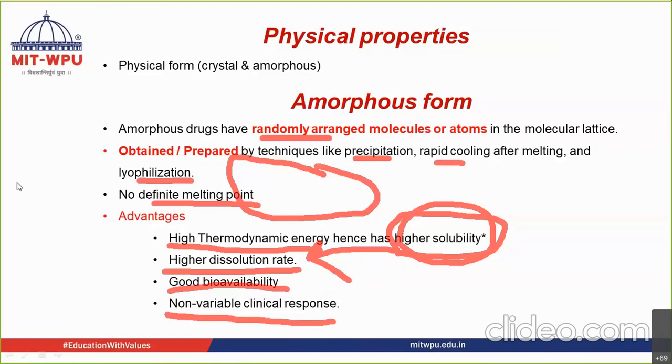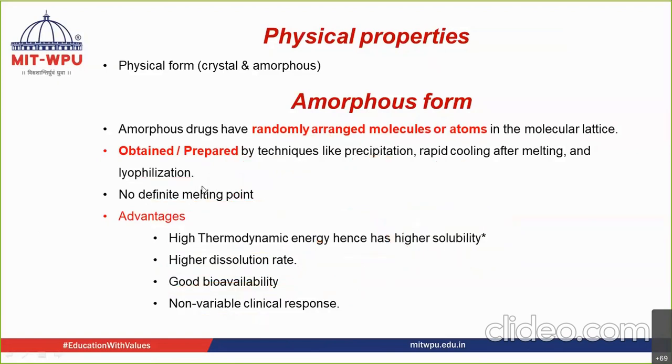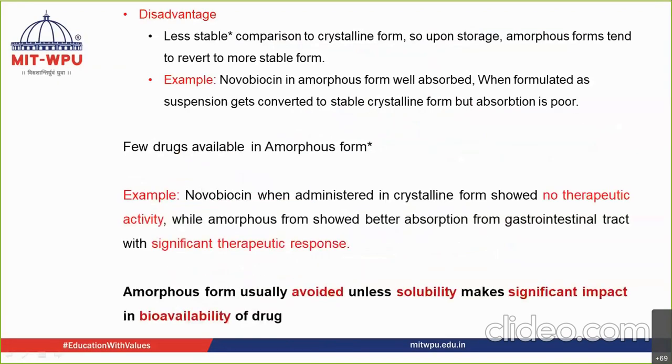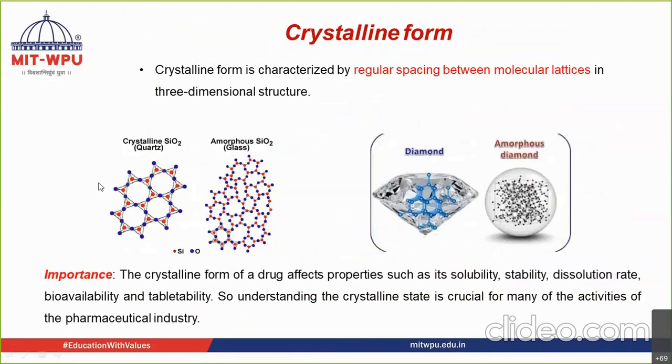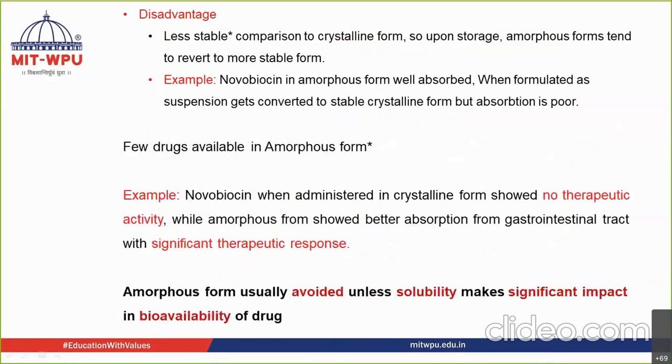All said and done, the amorphous form is still not a very widely used form. The reason it is not used heavily in drug formulation is that it has some disadvantages. A very important one is that it is much less stable as compared to the crystalline form. Upon storage, anything that is less stable is going to convert into the stable form.